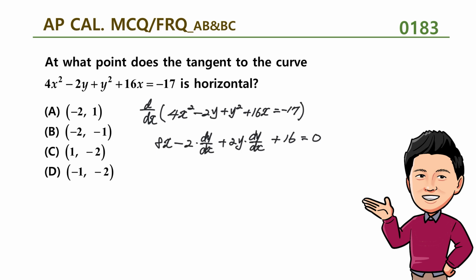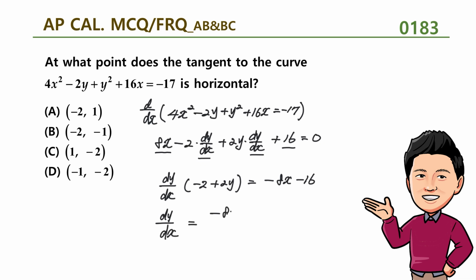So we're going to move this term and this term to the right hand side and factor dy over dx on the left hand side. So dy over dx times negative 2 plus 2y is equal to negative 8x minus 16. So dy over dx is equal to negative 8x minus 16 over negative 2 plus 2y. So this is our slope of the tangent to this curve.